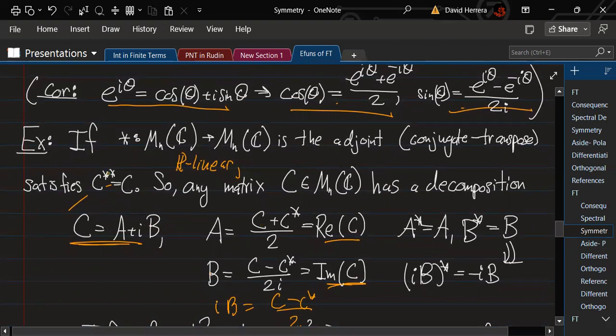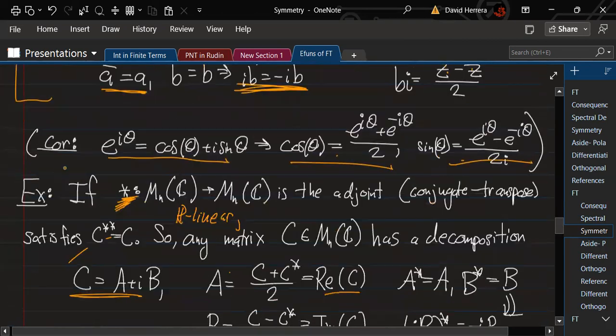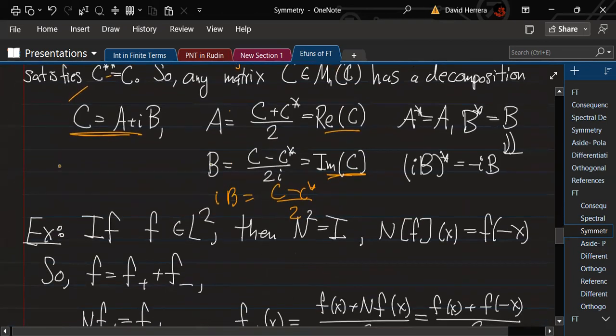However, you don't usually think of this star as a linear operator and A and B as eigenvectors for it. However, it is very useful to think of this as a linear operator for all different kinds of reasons. But I just wanted to illuminate that there was some structure here that comes up due to these symmetries. And we're going to do another one.